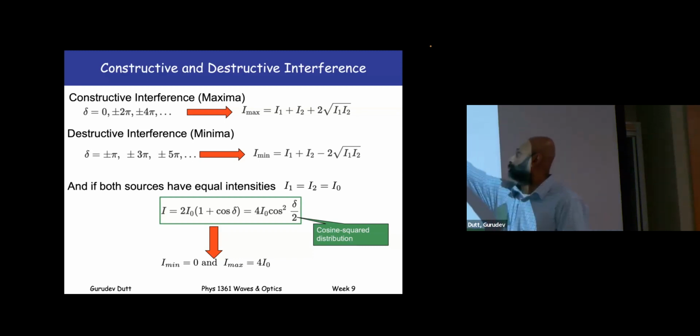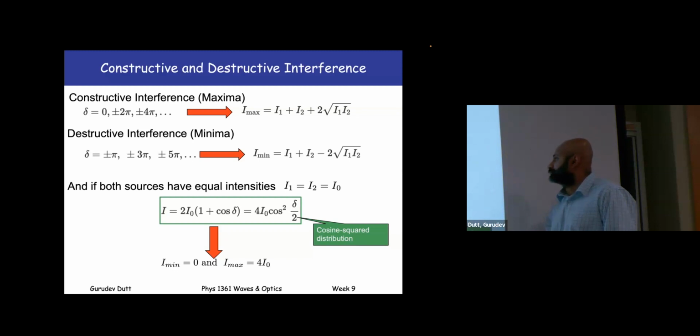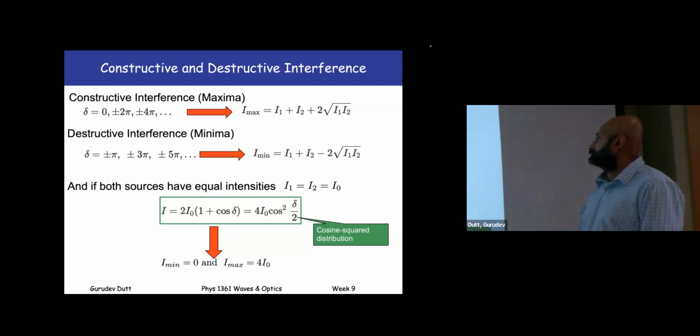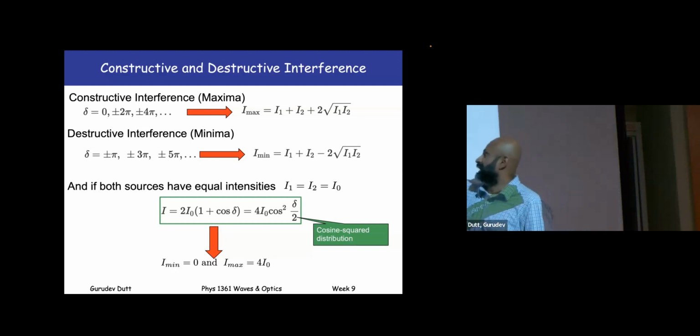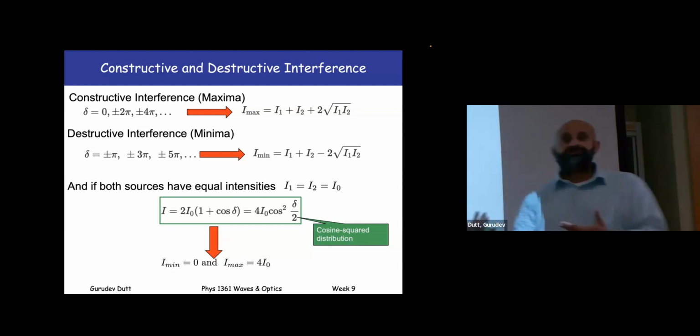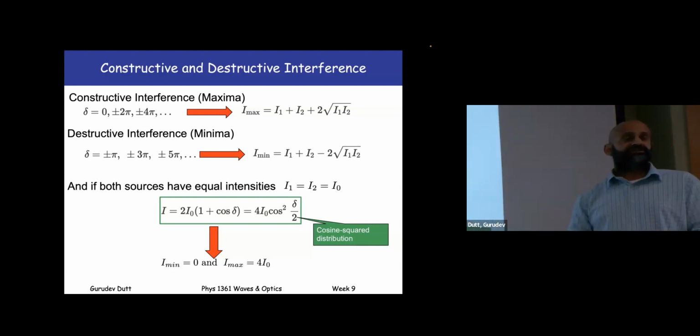And you can see the two intensities. The maxima are I1 plus I2 plus 2 square root I1 I2. I minimum is I1 plus I2 minus 2 square root I1 I2. As you might expect, if I add up the two and take the average, I get I1 plus I2. So on average, the energy is simply the sum of the energies. But depending on my position on the detector, I can sometimes see more or sometimes see less.